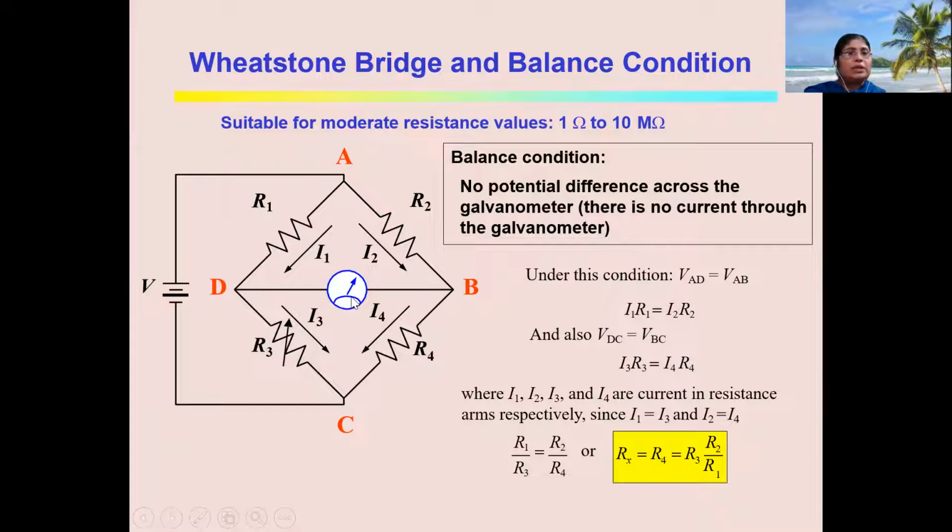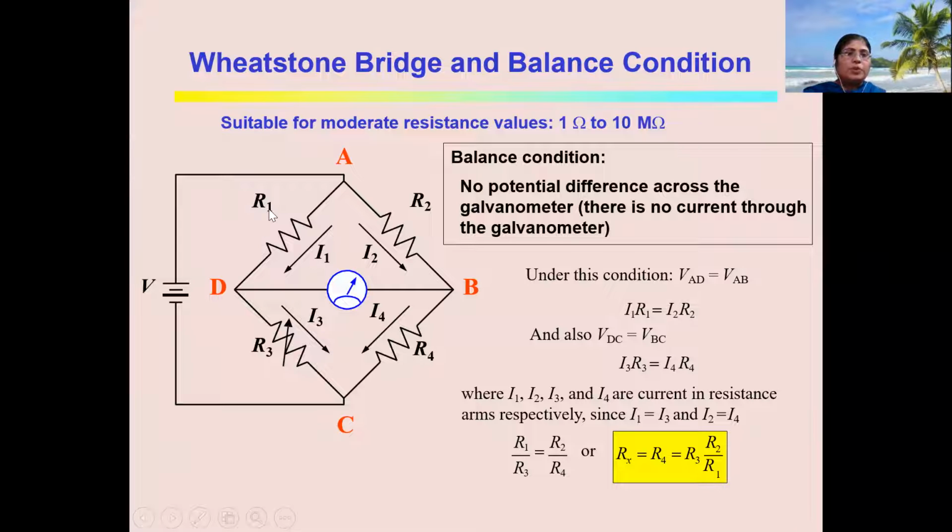The galvanometer is connected to check whether the bridge is in balance condition or not. Now, what is the balance condition? The balance condition means the potential difference across this galvanometer must be 0, or we can say that the current should not flow through this galvanometer. If the current does not flow through the galvanometer, then the bridge is in balance condition. Then we can apply this condition, R1 upon R3 equal to R2 upon R4. That is, the products of opposite arms are equal.